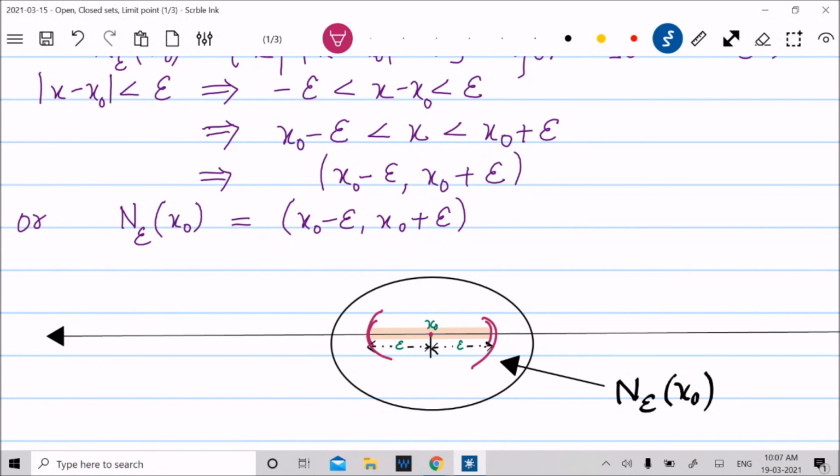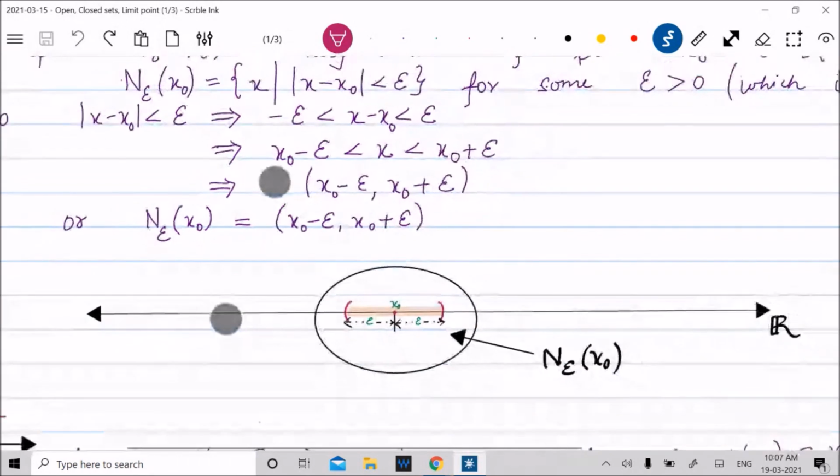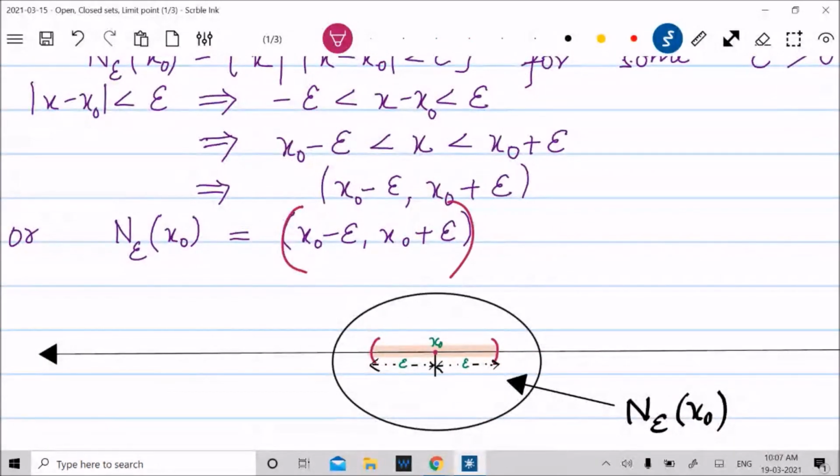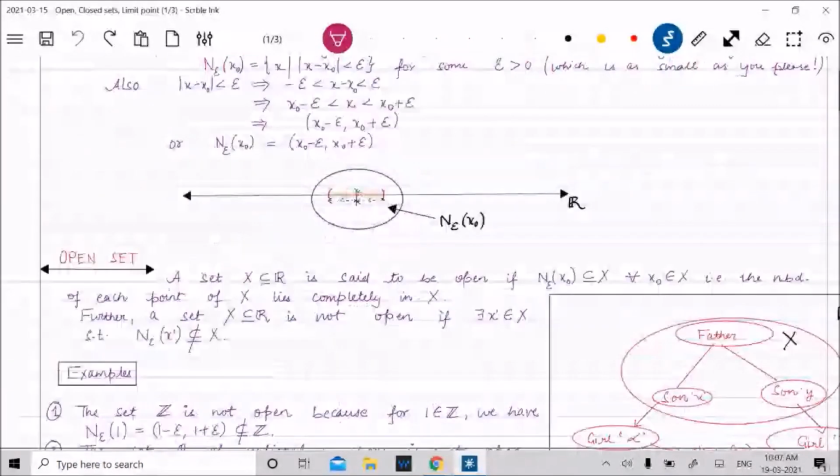You cannot choose a closed interval, because in that case you will be able to locate this end position. This point could be located at x naught plus epsilon, and that will eventually give you the numerical value of epsilon, which is not possible, because epsilon is just a positive number which is as small as you please. So these brackets have to be open brackets. You cannot make them closed.